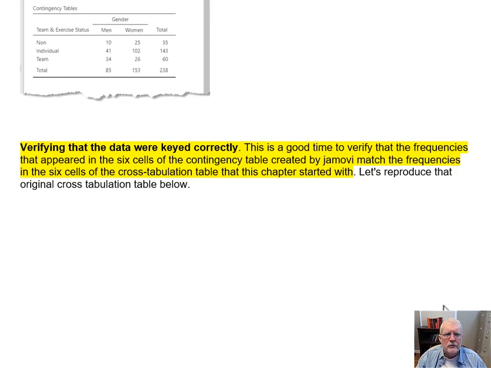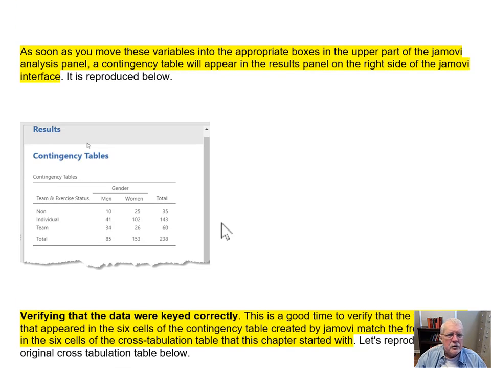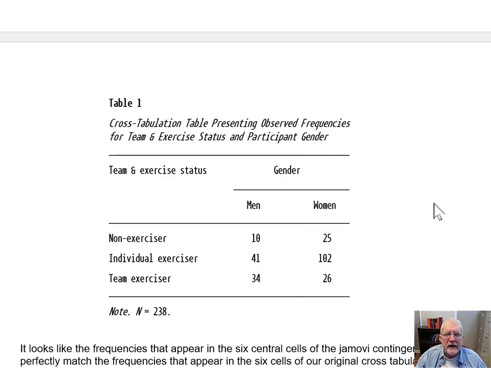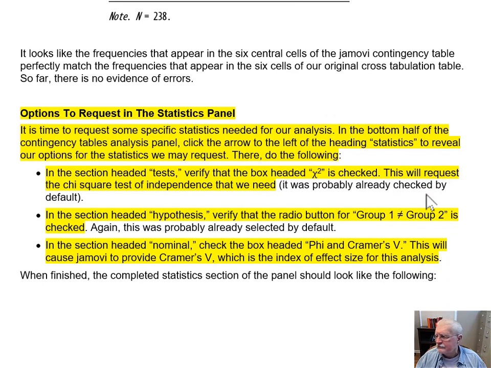Let's reproduce that original cross-tabulation table again below. This is the cross-tabulation table we began with. There were 10 men who were non-exercisers and 41 men who were individual exercisers. And sure enough, that's what Jamovi thinks too. 10 men were non-exercisers, 41 men were individual exercisers. Check all of these numbers against the numbers you started with. Make sure that things match. No problems so far. We continue on page 22, toward the bottom of page 22.